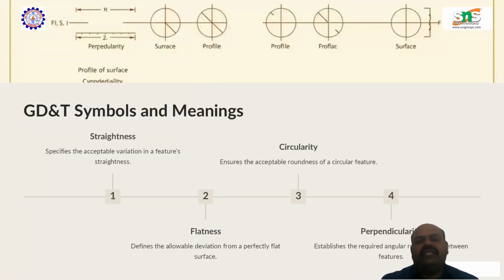So what are the GD&T symbols and meanings? We have a lot of GD&T symbols, and a few are explained here. Straightness specifies the acceptable variation in feature straightness. Flatness defines the allowable deviation from a perfectly flat surface. Circularity ensures the acceptable roundness of a circular feature. Angularity establishes the required angular difference between the features. These are certain GD&T symbols and meanings.